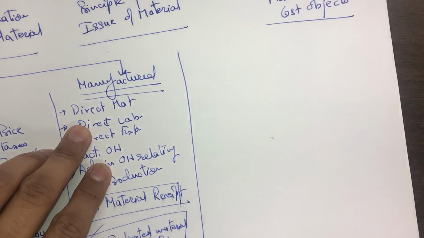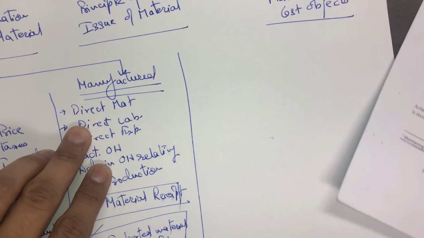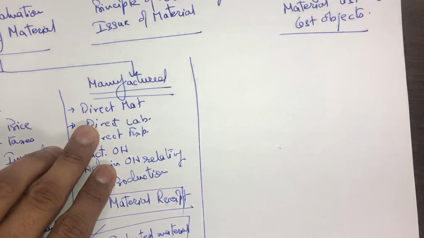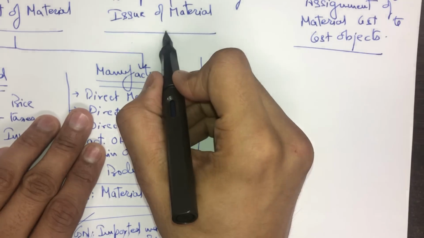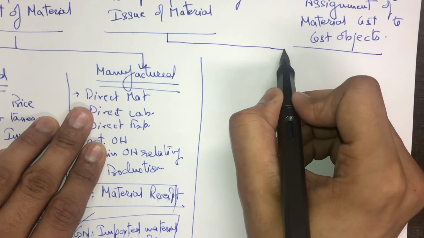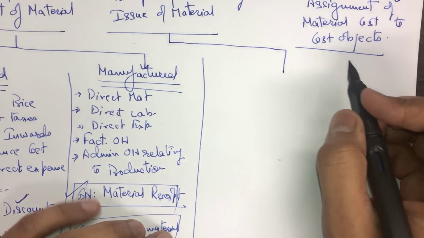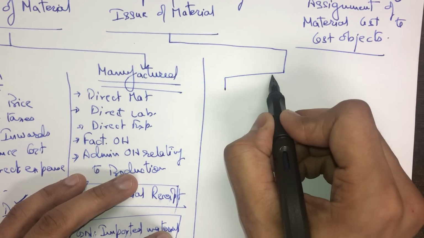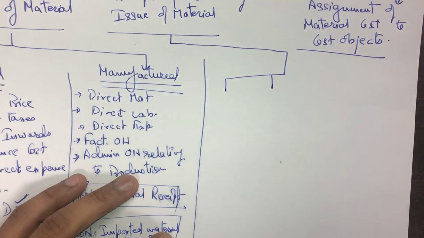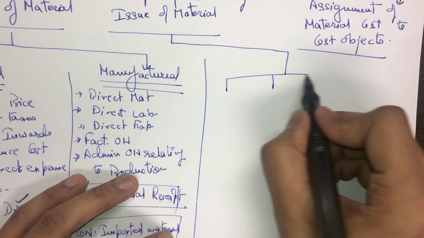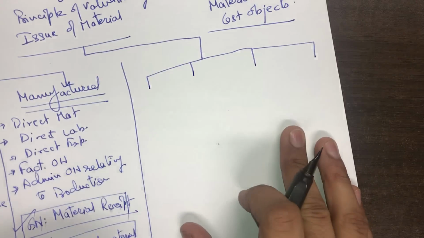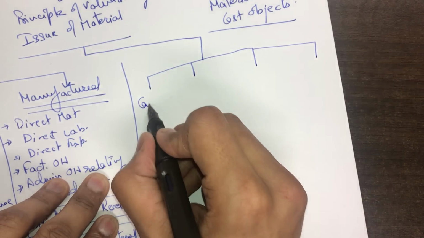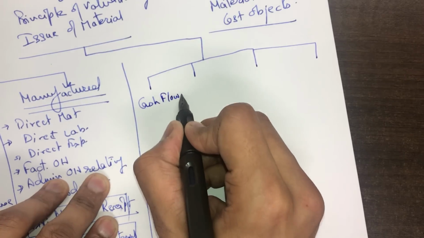Let us go on to the next aspect of our cost accounting standard. The next aspect is the principles relating to valuation of issue of material. So, issue of material can again be bifurcated into 4 parts. Issue of material is governed first of all by the cash flows.